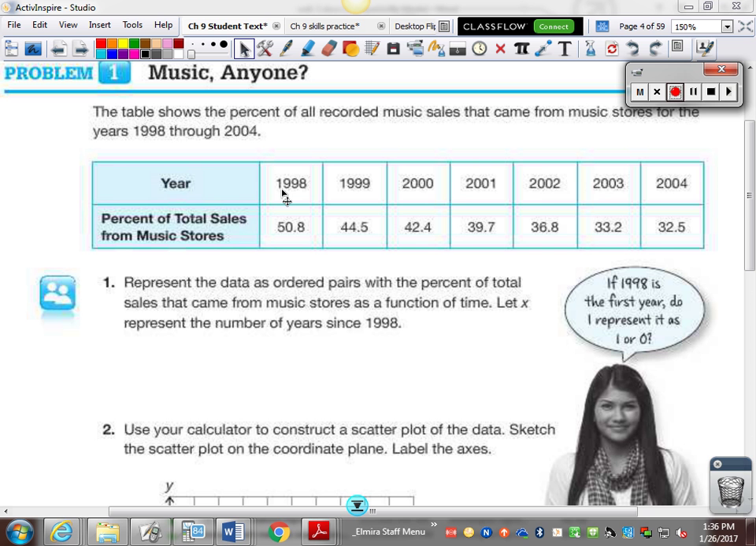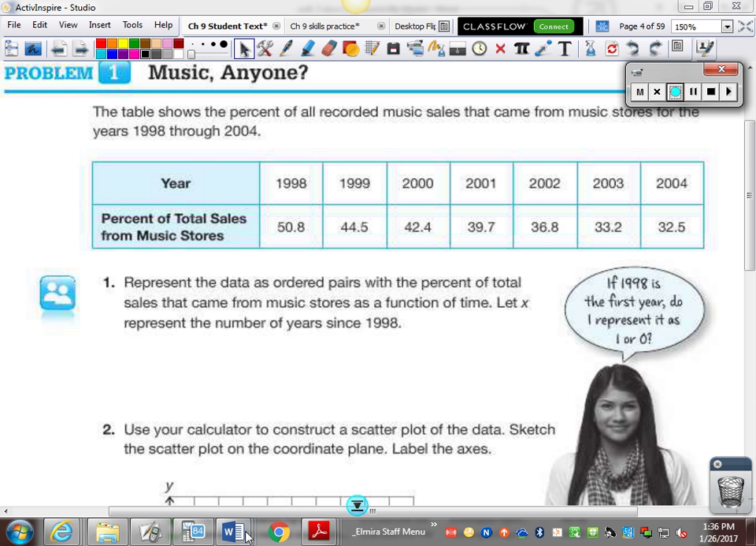And we can see that starting in 1998, 50% of all music sales was from a music store. If you didn't buy it from a music store, you bought your music from someplace like Walmart or Target. But with the advent of MP3 players and iTunes and buying things off of Amazon, going to an actual store to buy music is declining, as you can see through these numbers.